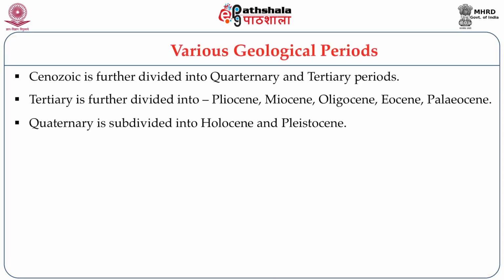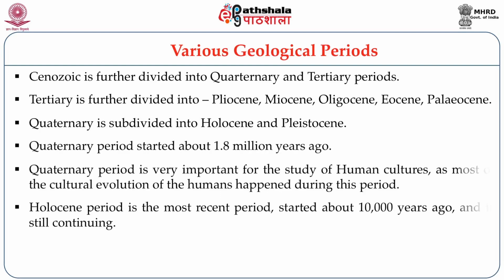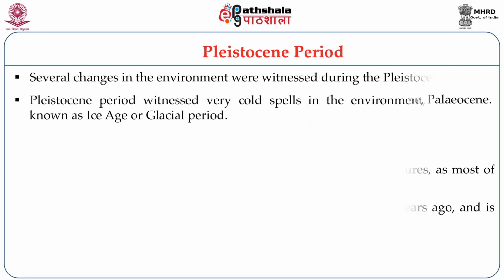For the study of Indian culture, or for understanding the culture of humans, the last phase of the Cenozoic, that is the quaternary period, is the most important. As I was telling, quaternary is subdivided into two periods, the Holocene and the Pleistocene. The Holocene is the most recent period, and at present we are in the Holocene. Relatively, the Holocene has a warmer climate, whereas the previous period, the Pleistocene, was a very cold climatic period, and hence it is also known as the Ice Age or the glacial period.